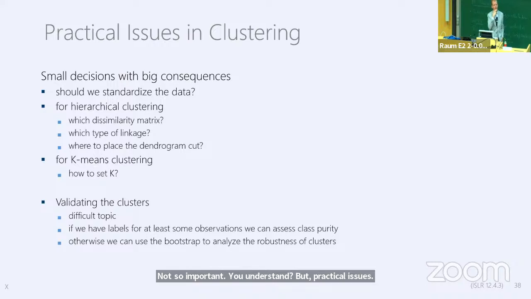Should or shouldn't we standardize the data? Can anybody make a case why we should, and then maybe why we shouldn't? My favorite question with these two things is always, what could possibly go wrong? Yeah, it depends on whether we look at absolute or relative distances. Yes, absolutely, whether we care really about the values or not. Indeed.